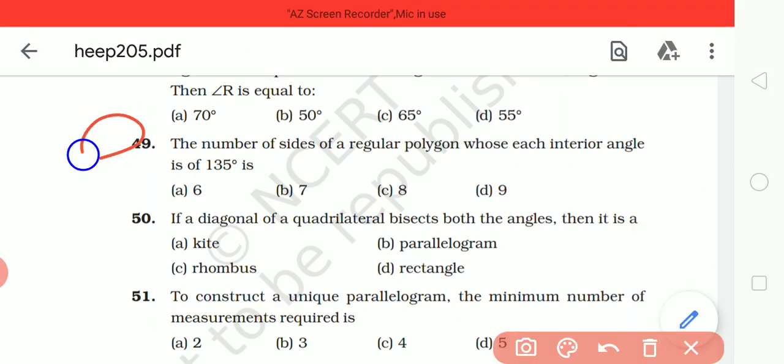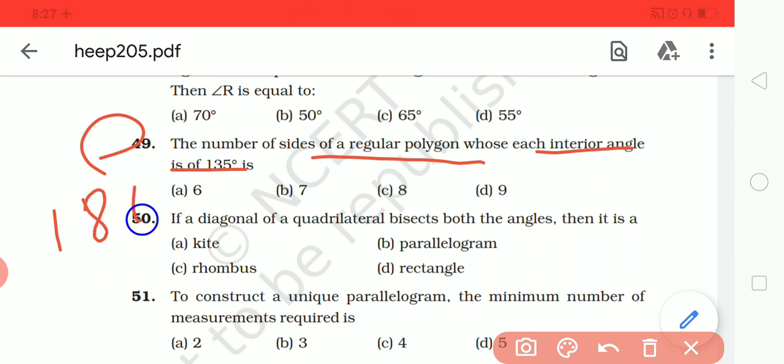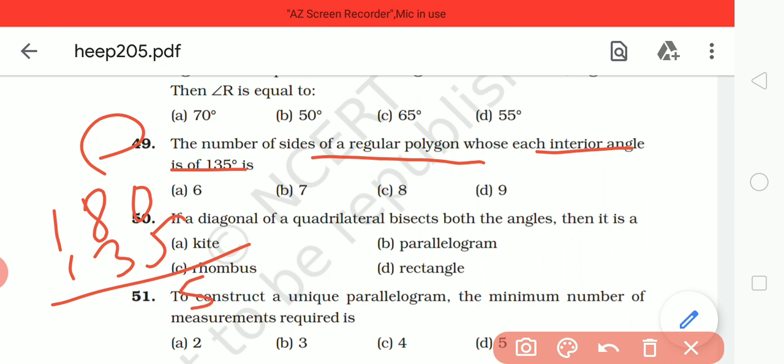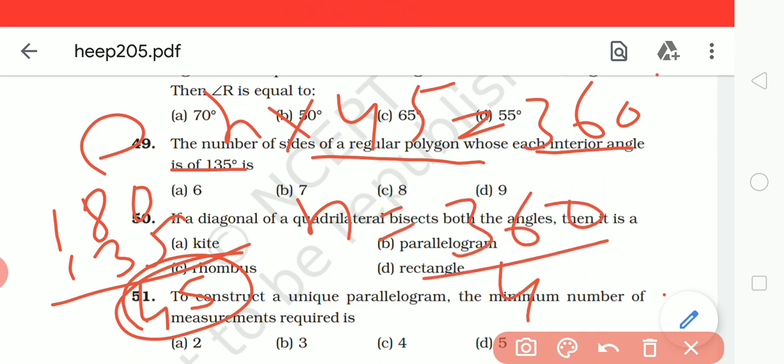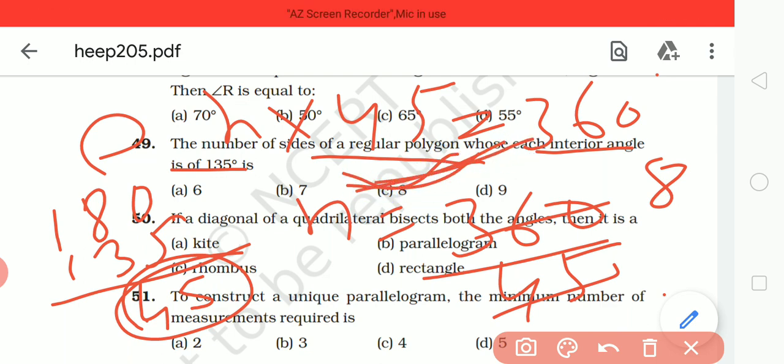Now come to question number 49. The number of sides of a regular polygon whose each interior angle is 135. At first we have to find the exterior angle by subtracting the interior angle from 180 degrees. 180 minus 135 is 45, this is the exterior angle, and we know that n multiplied by the exterior angle equals 360 degrees, where n is the number of sides. So n equals 360 by 45. Earlier we cut it at 8, right? If you want to cut at a small number, you can cut here, but it cuts at 8. So C is the right option.